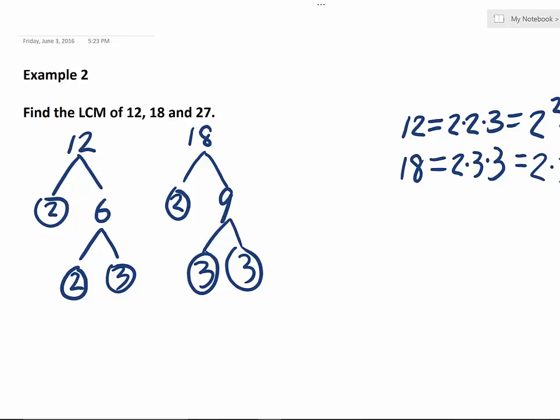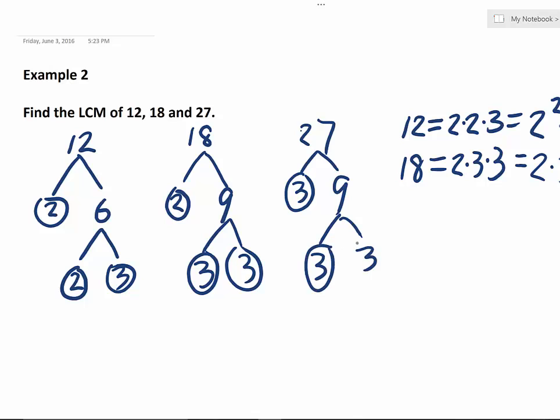The very last one we have to break down is 27. For 27, the smallest prime number going into 27 will be 3. 3 going into 27 9 times. Now we break down 9 as 3 times 3. Now 27 equals 3 times 3 times 3, which equals 3 to the third.